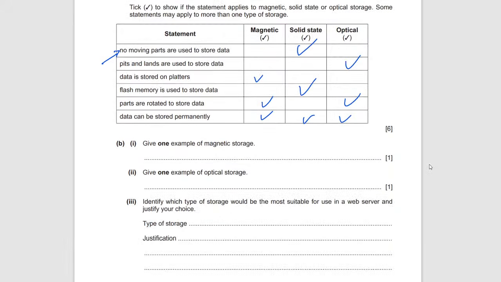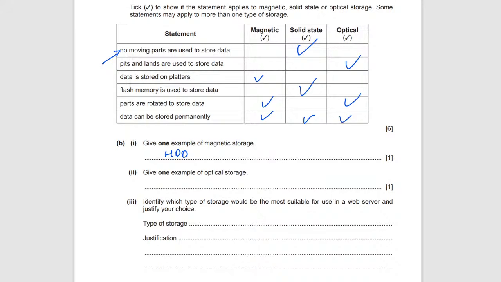Okay. Give one example of a magnetic storage. There are many of them, but the main common one that we've been learning about, SSD and HDD, right? So you should be knowing about HDD, which consumes a lot of power, but it's a magnetic storage.